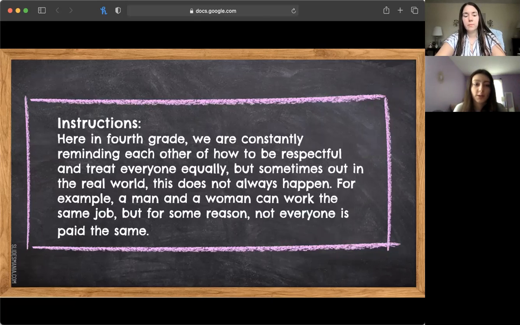To begin with our instructions, this is how we would introduce the assignment to the class. Here in fourth grade, we are constantly reminding each other of how to be respectful and treat everyone equally. But sometimes out in the real world, this does not always happen. For example, a man and a woman can work the same job, but for some reason, they're not always paid the same.